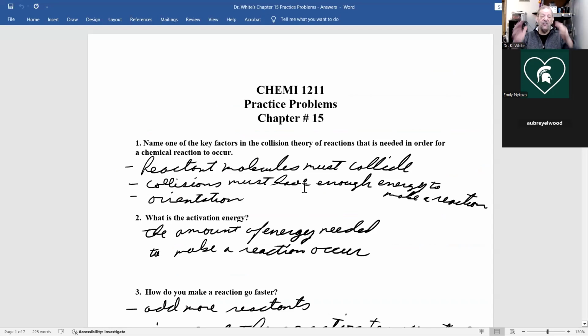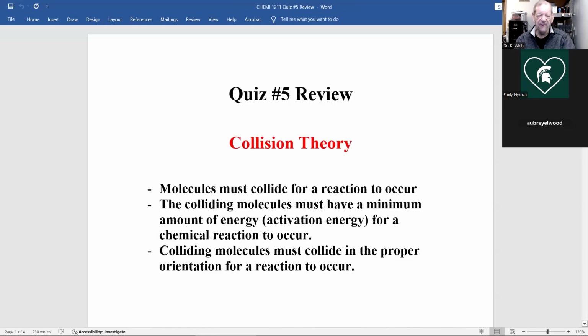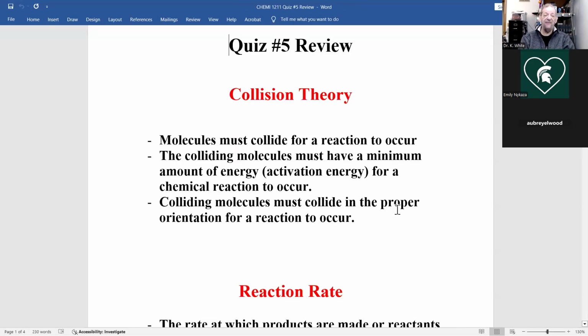I was just looking, this is an older review. I still have cursive. Sorry about that. I'll read it slowly. Name one of the key factors in the collision theory. By the way, where I'm reading is located in the lecture section of Blackboard for Chem 1211 NET 04, and it's cleverly named. Oh, it's the wrong thing. This is in the problem section. Let me get the right thing. There we go. This is not handwritten. He used to handwrite all these.